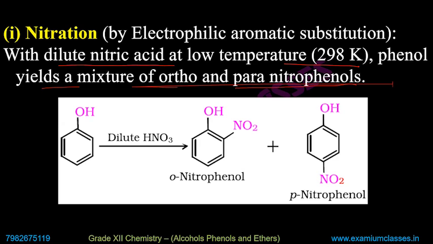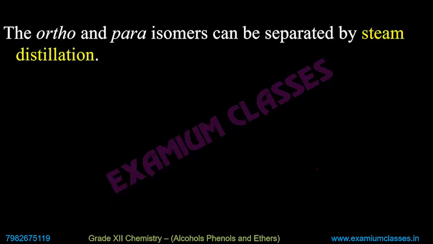So phenol with dilute nitric acid, ortho and para. Para is the major one. Nitration. The ortho and para isomers can be separated by steam distillation. These have significantly different, or at least you can say sufficiently different boiling points. So these can be separated by steam distillation.